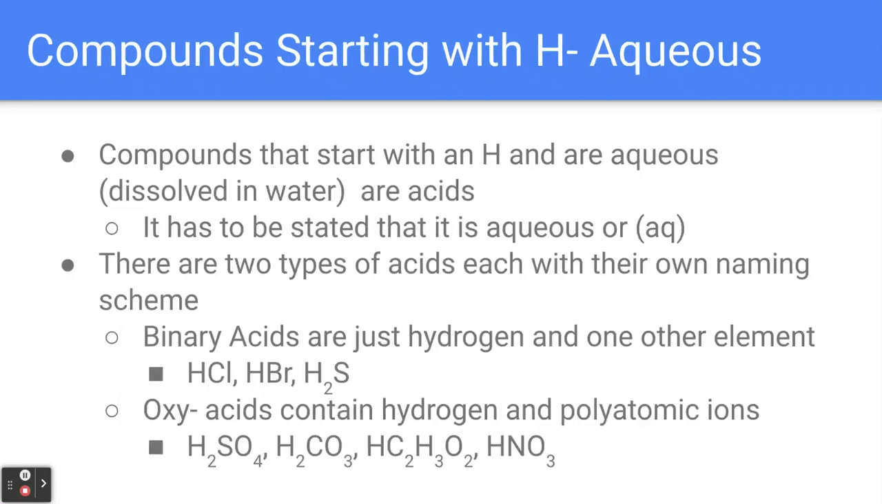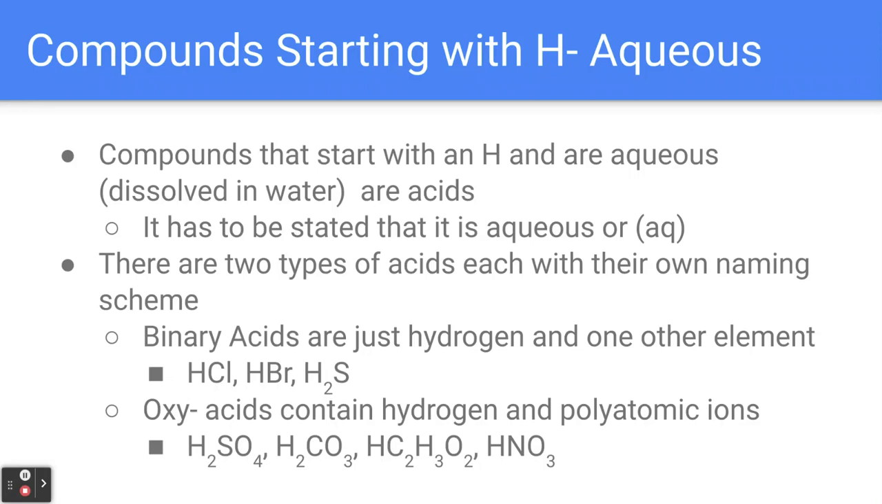Compounds starting with H that are aqueous. When we say aqueous, we mean that they're dissolved in water. These are our acids. And so it would have to be stated that they're aqueous or that they're dissolved in water, or you would see this little parenthesis (aq). AQ stands for aqueous. And so there are 2 types of acids, each with their own naming scheme. So we have binary acids, which are just hydrogen and 1 other element. And then we've got what are called oxyacids, which contain hydrogen and a polyatomic ion. And that polyatomic ion has oxygen in it, so that's why it gets its name.